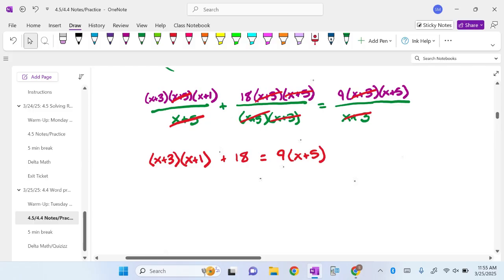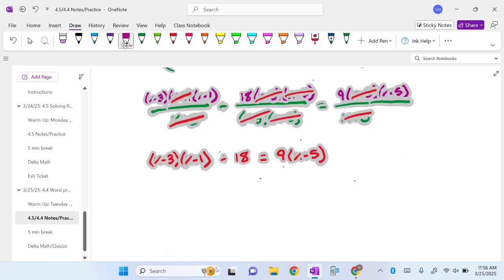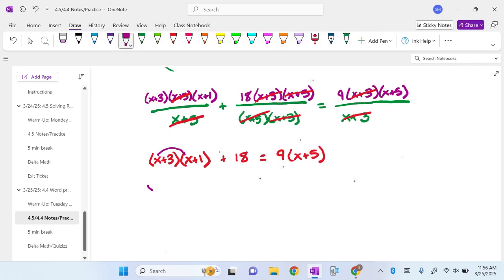All right, now we're in solving land. So first things first, we just need to simplify the equation as much as we can by distributing, FOILing, and combining like terms. All right. So I'm going to do a quick FOIL for the first ones. So this will be first is x squared, outer is 1x, inner is 3x, add them together, that's 4x. And then last is plus 3. Bring down the plus 18 is equal to distribute the 9 to the x plus 5, 9x plus 45.